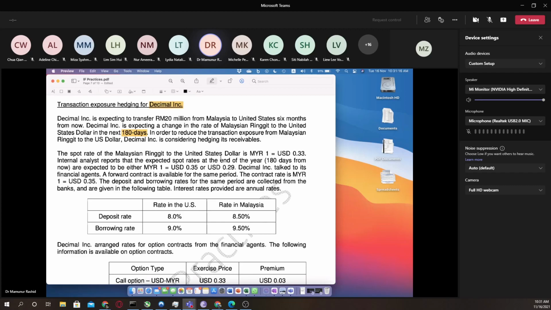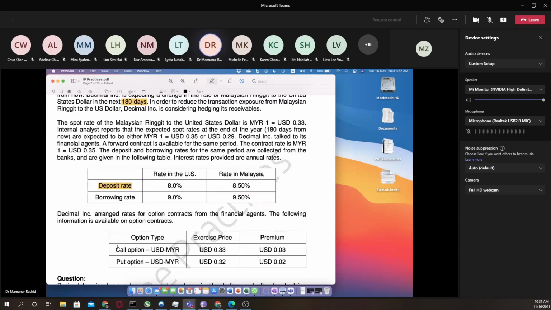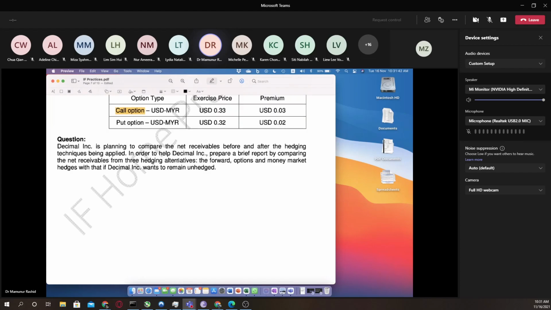You will have money market information, deposit and borrowing rates. You will have option market information, call option and put option for receivable, call option for payables. You will have forward market rate, spot market rate. All information will be same, and you need to do a similar practice, that you need to check whether they should hedge. If they hedge, with what contract they will be hedging. If they are not hedging, then possibly they will remain unhedged. You need to explain why you are not hedging.